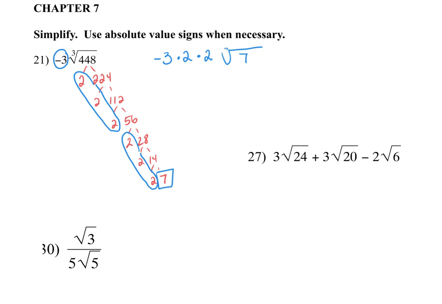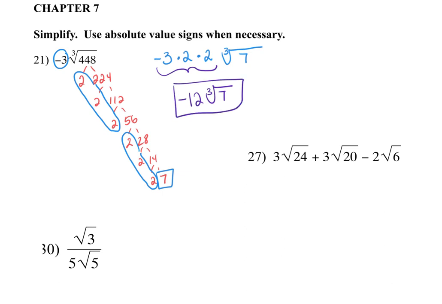Don't forget to put your index back out there. And then just multiply. Whatever stays in multiplies, whatever comes out multiplies. So I have -3 times 2 times 2, that's -12, cubed root of 7.